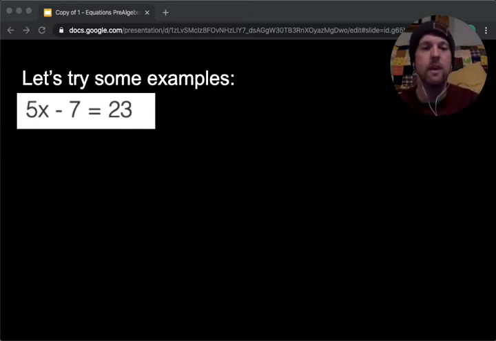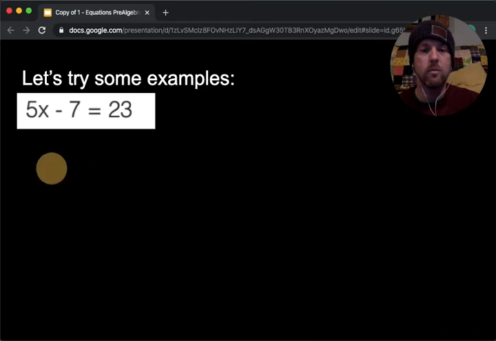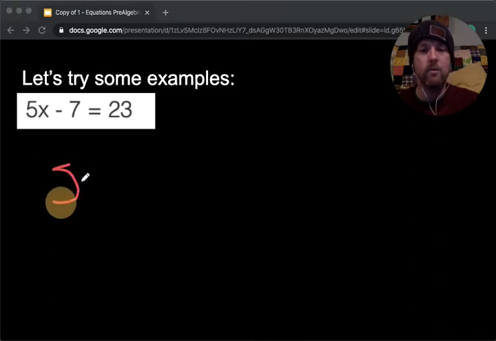Now, I said the opposite of addition is subtraction. What's the opposite of multiplication? That's right. The opposite of multiplication is division. So I'm going to get my highlighter to work again. So I have 5x equals 30.